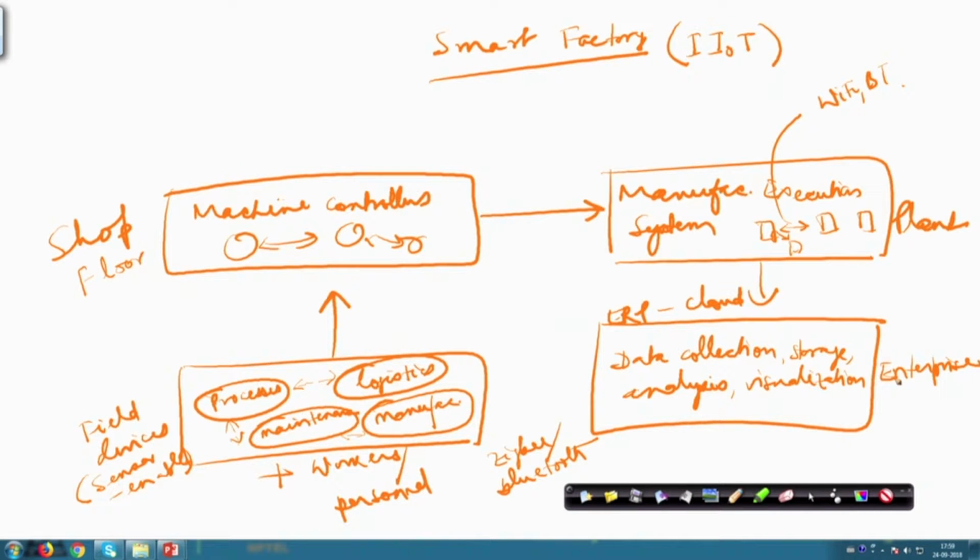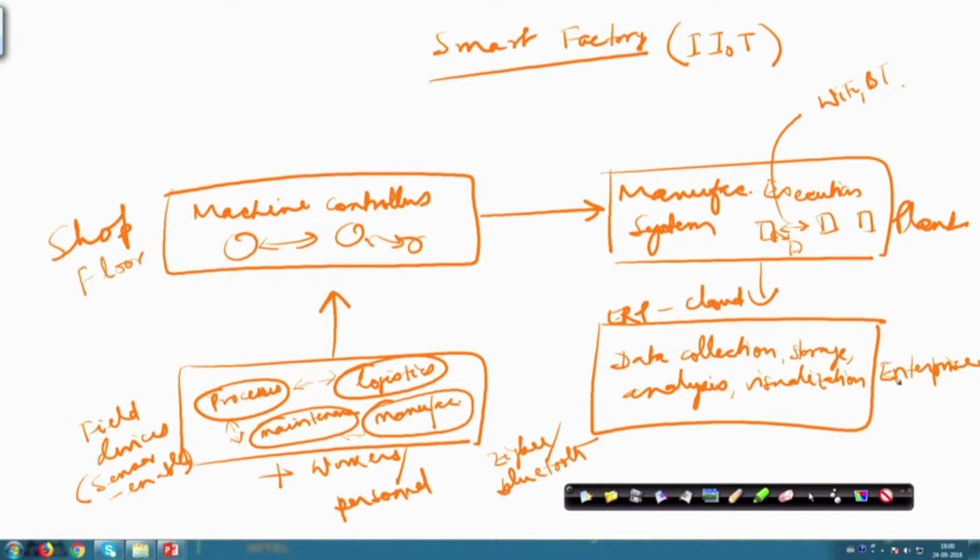So, in a smart factory, all of these things are going to be interconnected: different devices throwing in a lot of data being processed in the shop floor, different controllers, connectivity between them, again sending the data to the manufacturing execution system at the plant level, and then at the cloud level the ERP could be used, ERP and cloud together for data collection, storage, analysis and visualization. This is holistically how a smart factory looks. This is the high level block diagram of how these operations go on in a smart factory.